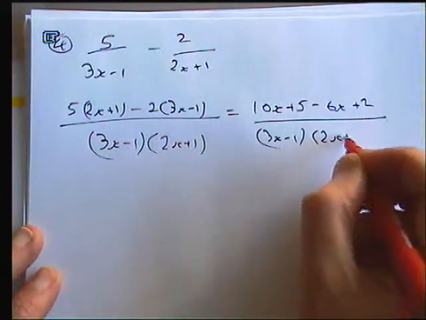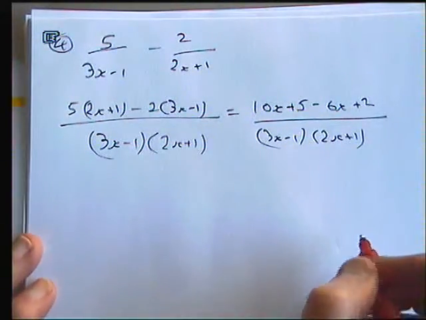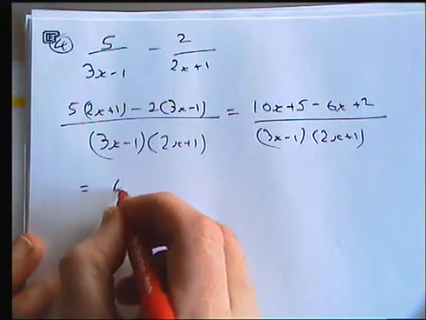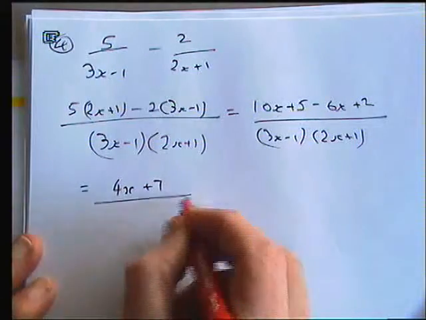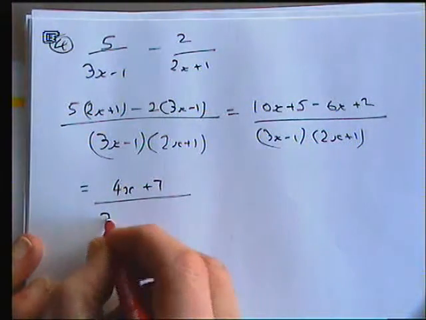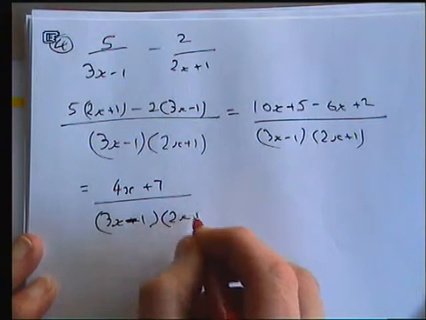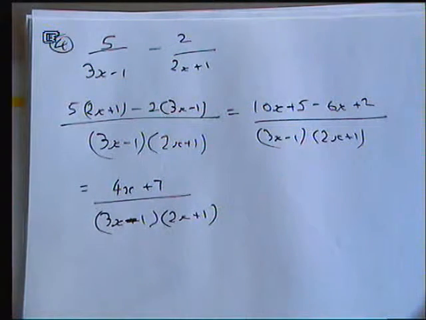Okay, expand the top, but not the bottom. What do I get on the top, Ian? 4x plus... Okay, can't factorise that, so we're going to have to leave our answer like that. Okay, that's question 4.